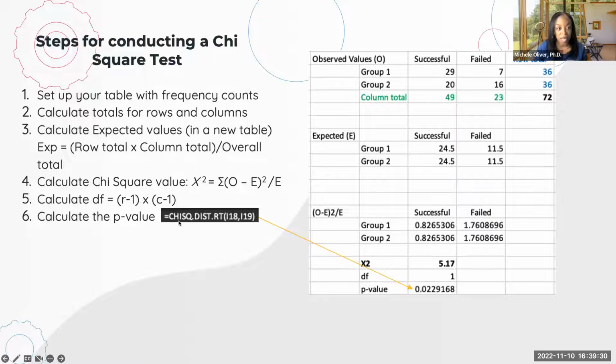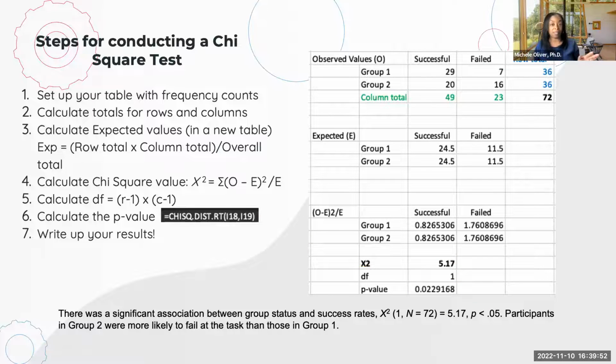So it's just this chi-squared, and you enter it in, .dist, .rt, and then you highlight these 2 columns. You'll see like I-18 and I-19, just highlight it, hit enter, and then it cranks out the p-value, okay? Again, obviously this is much easier in SPSS, but if you don't have access to SPSS, then this is another way that you can do it, all right?